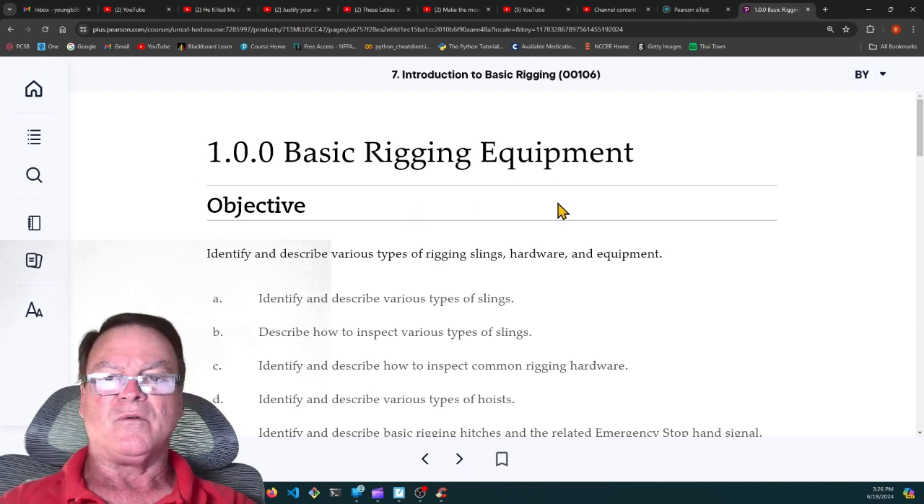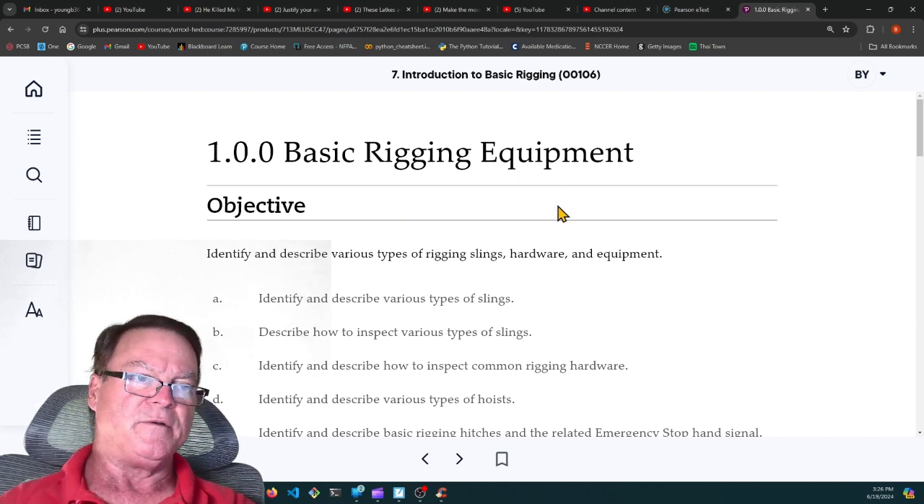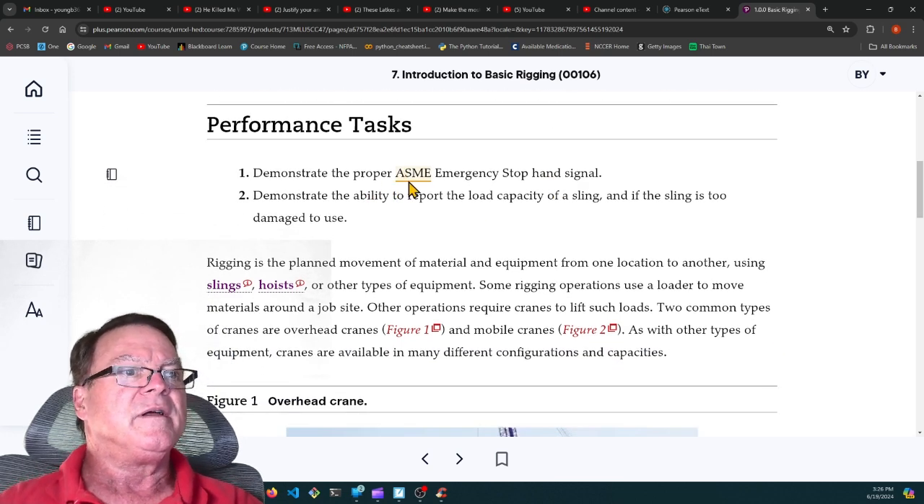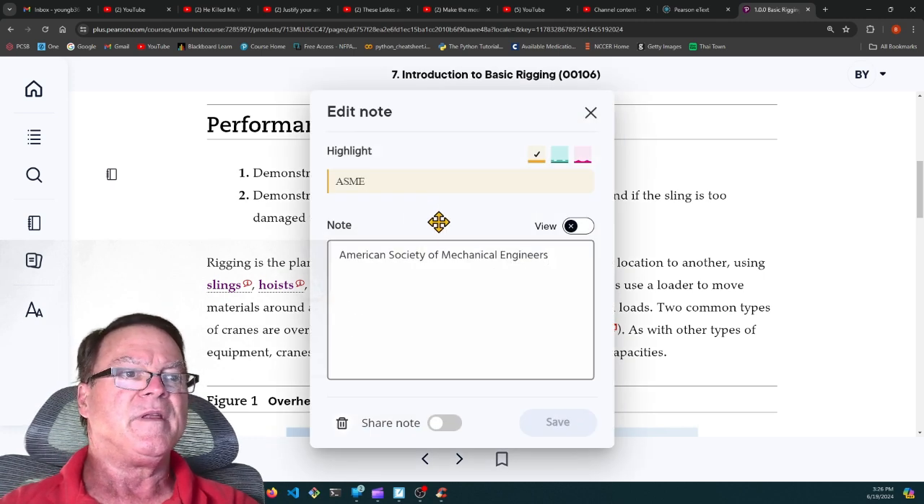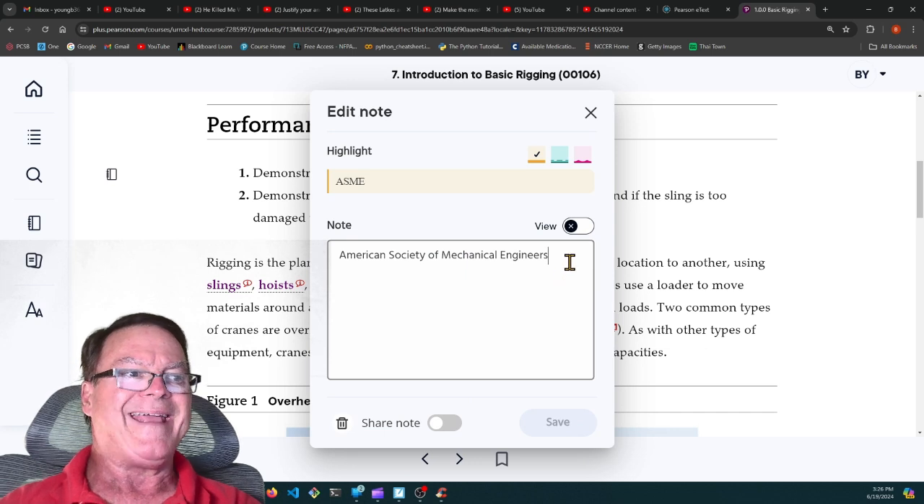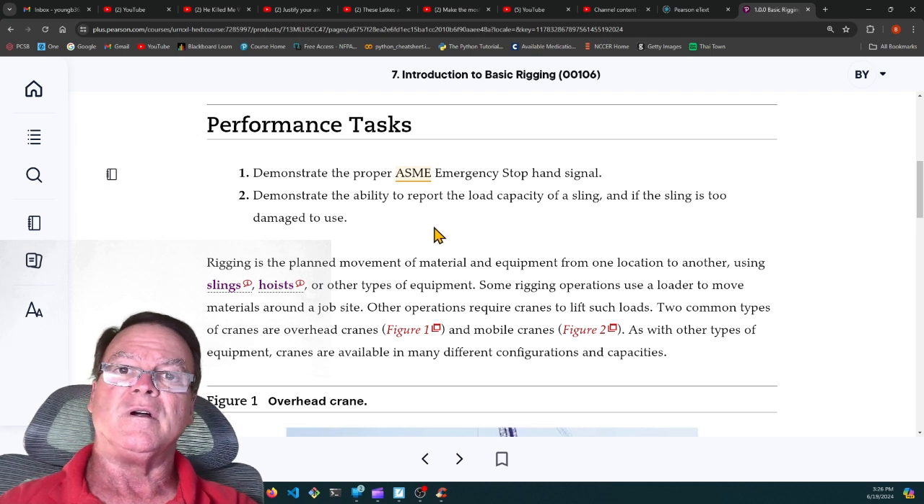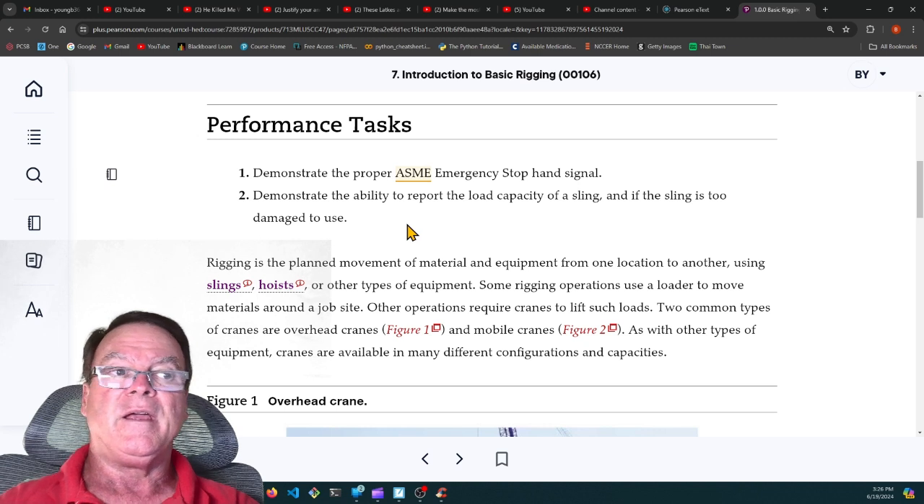Basic rigging equipment. 1.0.0, demonstrate the proper ASME emergency stop hand signal. That's the American Society of Mechanical Engineers. They have different hand signals for communicating with the crane operator, and one of those signals is the emergency stop. Anyone can perform the emergency stop hand signal while a lifting operation is going on.